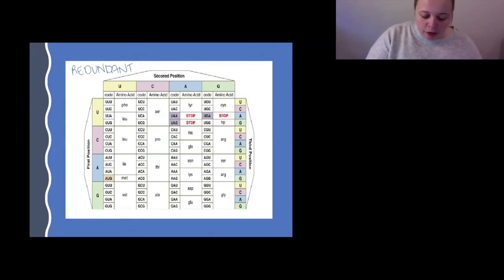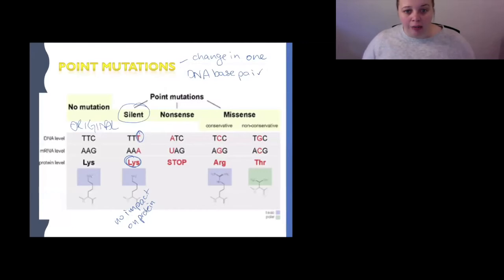If I change from, let's have a look, UCU to UCA, both of them, if I just change that last base there, they would all code for serine. So that mutation would be an example of a silent point mutation. So it has no effect on the individual, no impact on the protein.